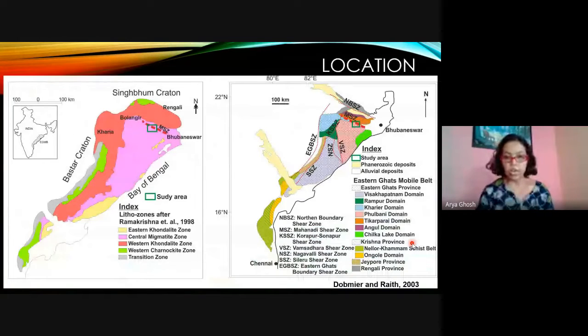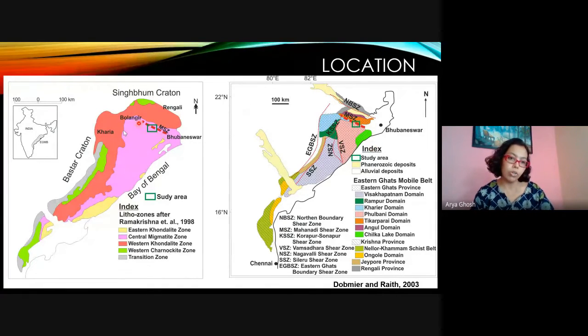and we'll also try to understand its implication in the Eastern Ghats mobile belt. So first, let's have a look at the position of the Mahanadi shear zone in the overall map of the Eastern Ghats mobile belt. This left side map is showing the lithozonation map of the Eastern Ghats mobile belt, which was proposed by Ramakrishnan et al. in 1998. And the right one shows the domain and province classification map of the Eastern Ghats mobile belt, which is proposed by Dobmeier and Wright in 2003.